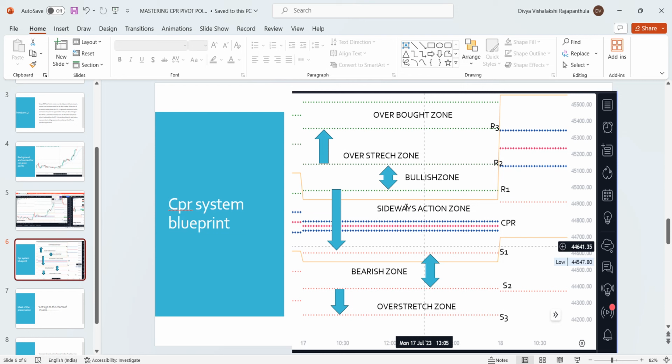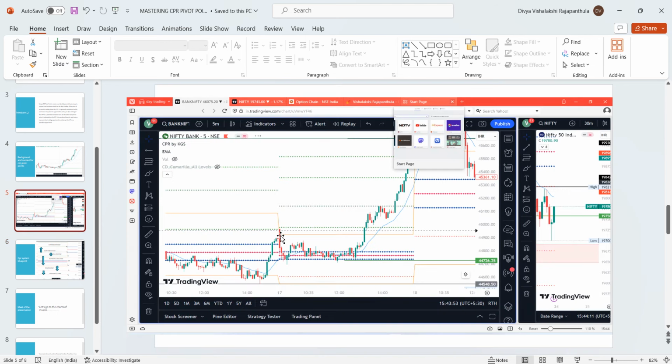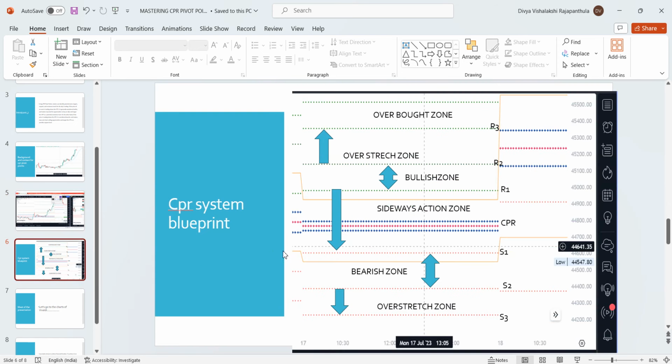When the price comes somewhere here, these lines are acting as strong support. I will show you an example here. See, when price comes here, it is taking support at the CPR and it is consolidating for a period of time and suddenly took support from here. This is how the CPR acts. When the price comes from above, it is acting as the support. When the price comes from below, it is acting as the resistance.